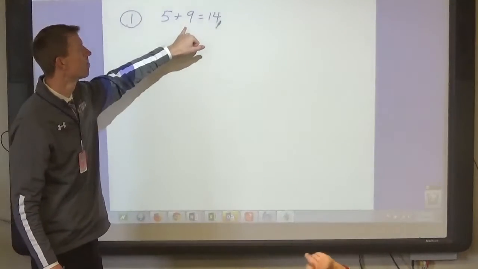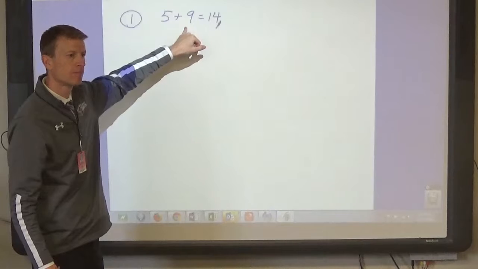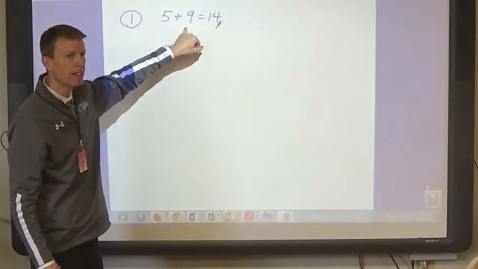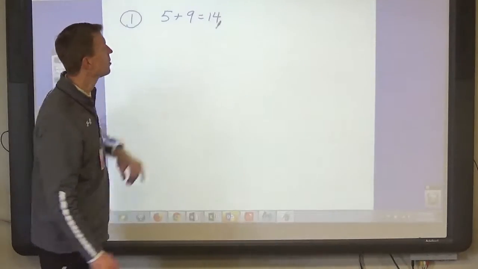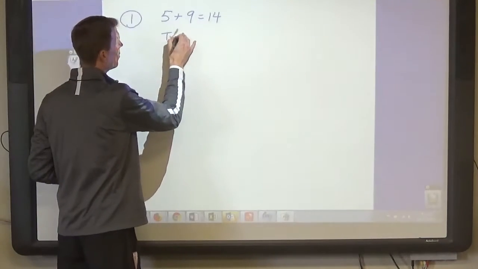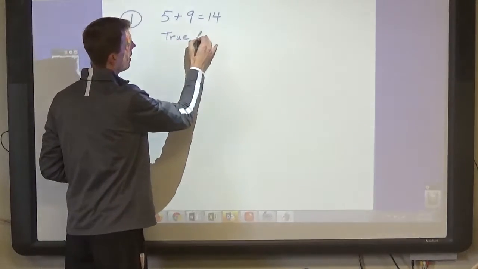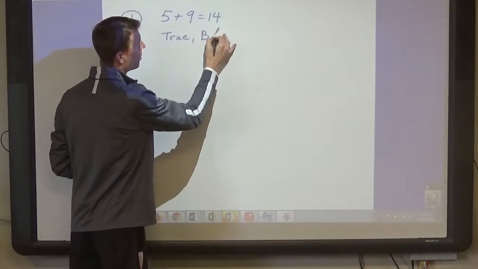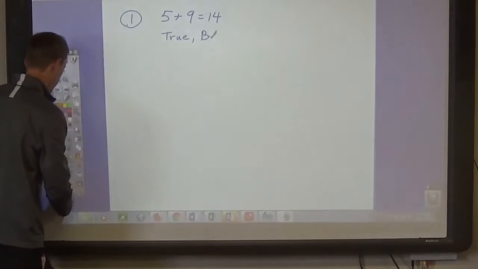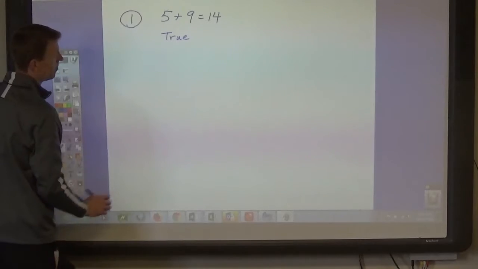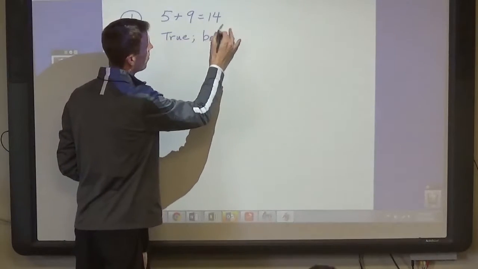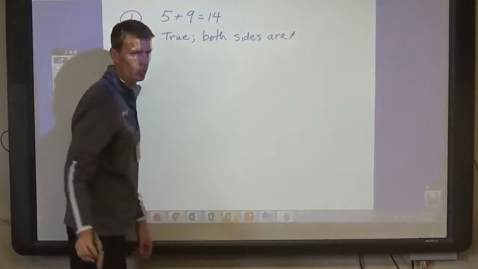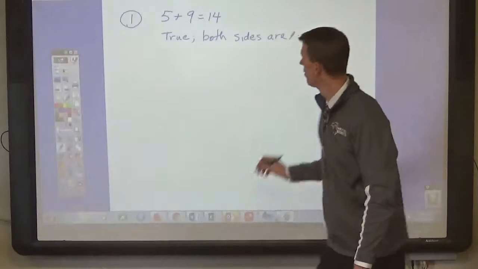Nate? Wait, it's true, but we have to write out the problem. No, you can just write true, false, or open. But it does say to explain. And so what you'd have to write is true. And then write, it's a true equation because both sides are equal, right?